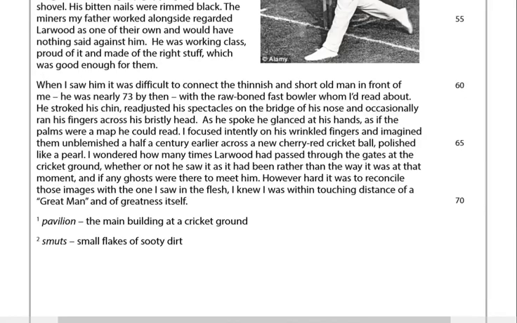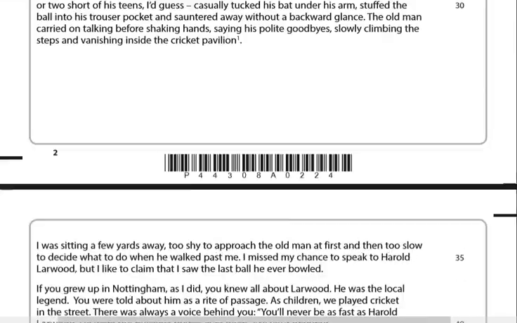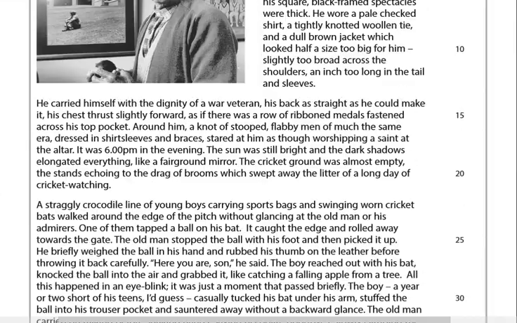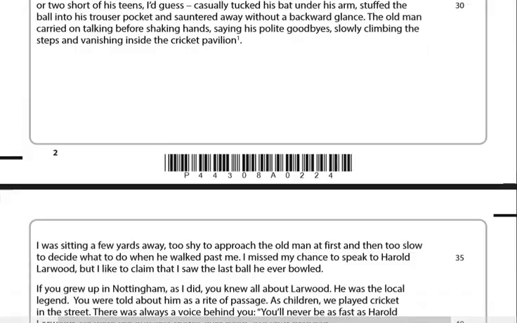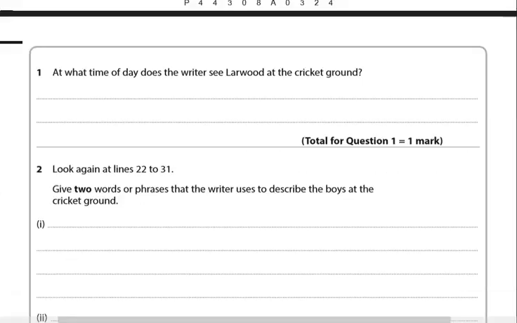And the right bit of information comes up here when we are told in the second paragraph that it was 6 p.m. in the evening. And that is all you need to write. You don't need to write any explanation. You just simply provide the quote as it appears. You write, it was 6 p.m. in the evening, and then you move on to the next one.